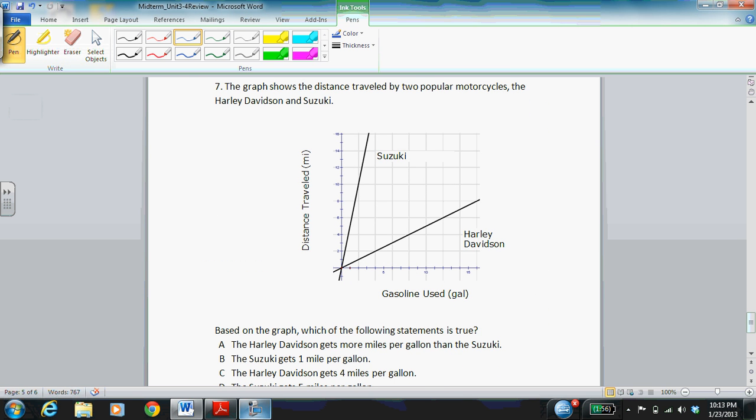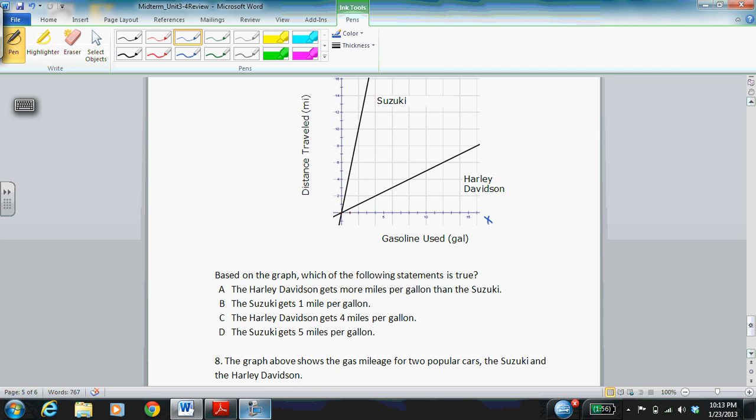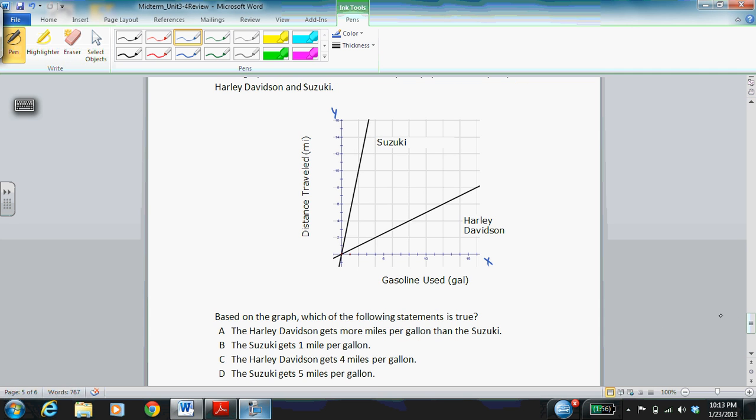Number 7 is a good one. It says the graph shows the distance traveled by two popular motorcycles, the Harley-Davidson and Suzuki. So again, we've got distance traveled on the y-axis and gasoline used on the x. Based on the graph, which of the following statements is true? To answer these questions, since we can see they're both about miles per gallon, let's just go ahead and find the slope of each line.